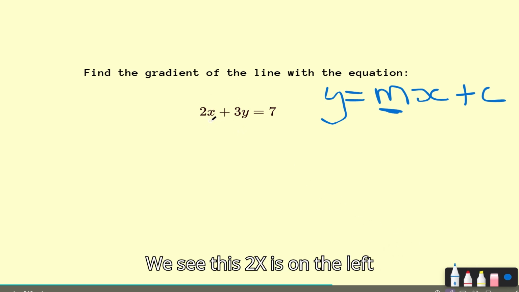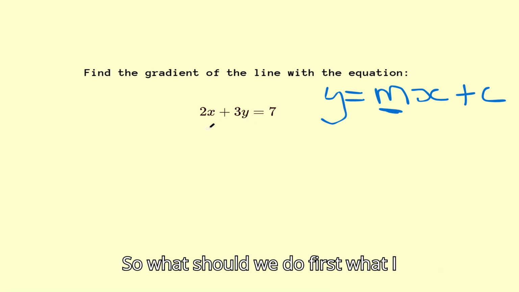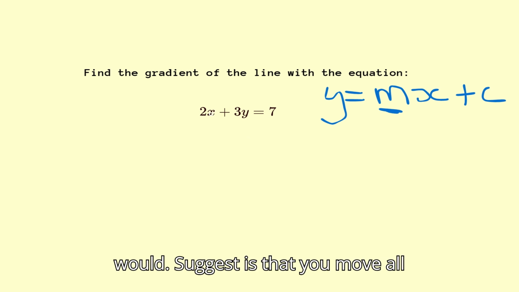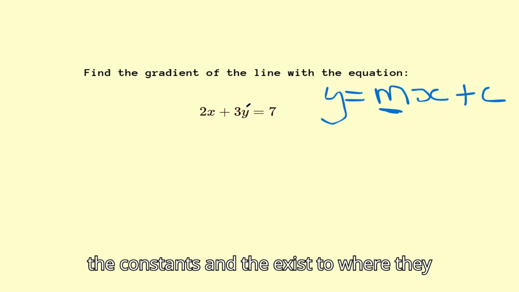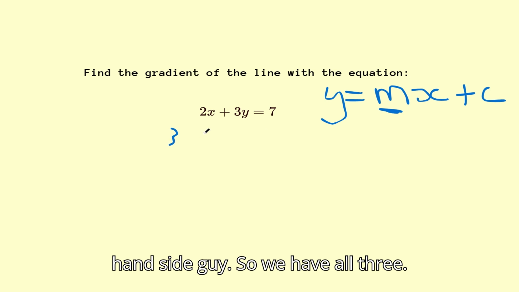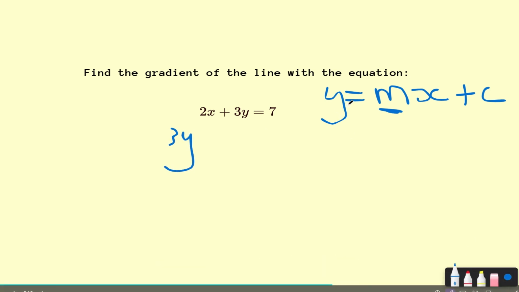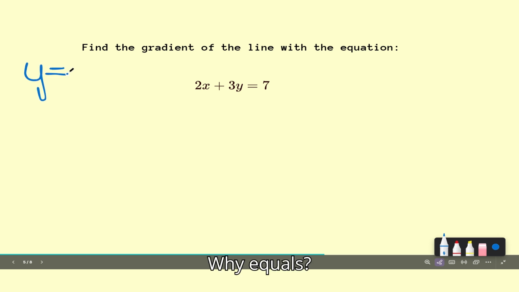But now when we look at that equation, we see it is not in that format yet. We see there's a 2x on the left hand side and there's a 3y. So what should we do? First, what I would suggest is that you move all the constants and the x's to where they should be. They should be on the right hand side. Let me write it like this: y equals.